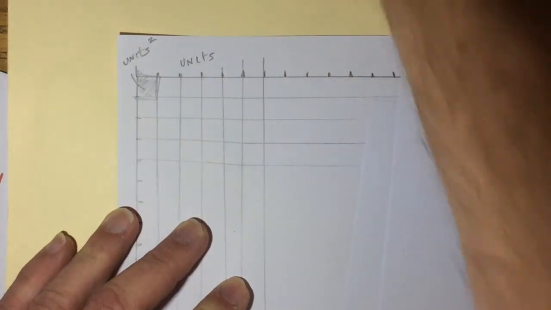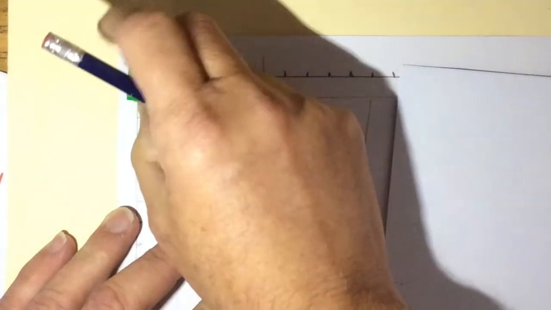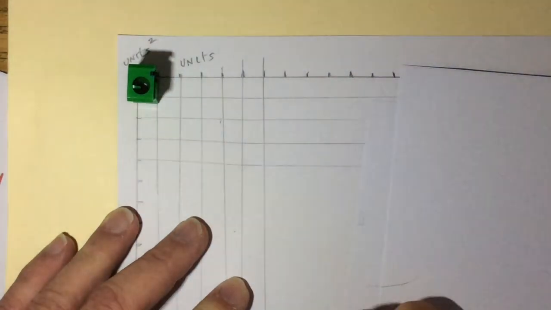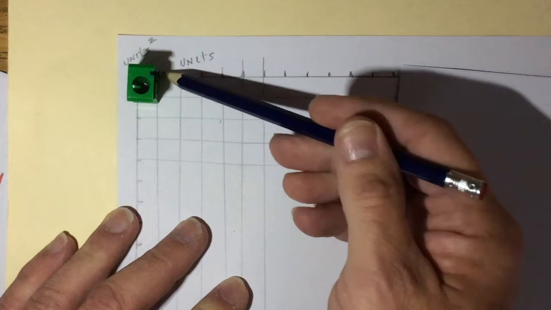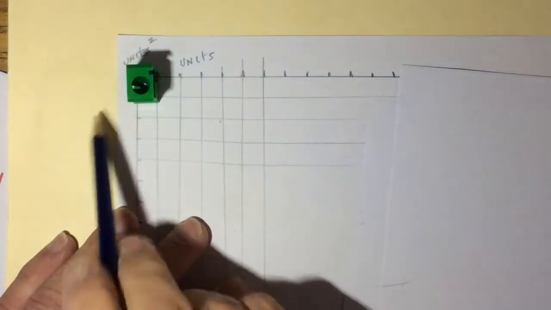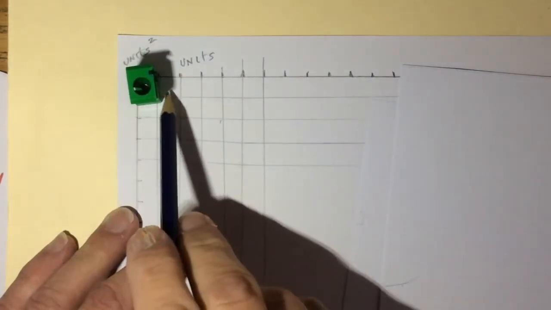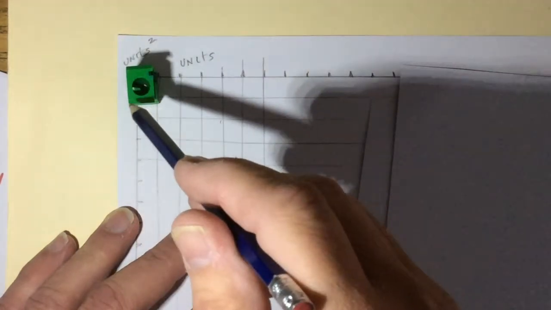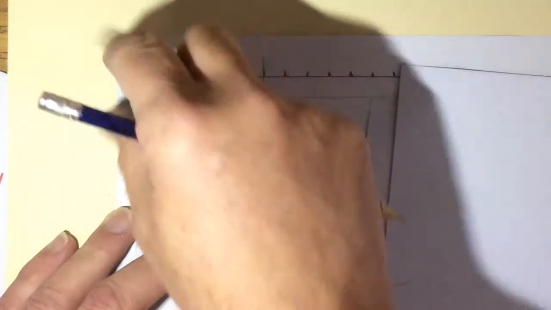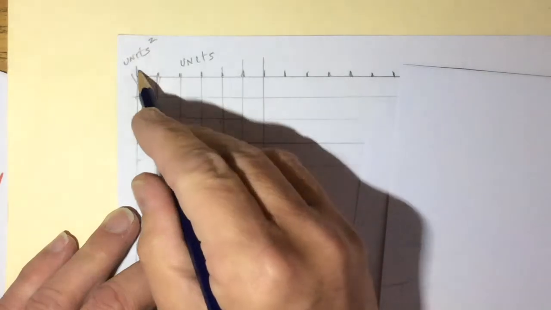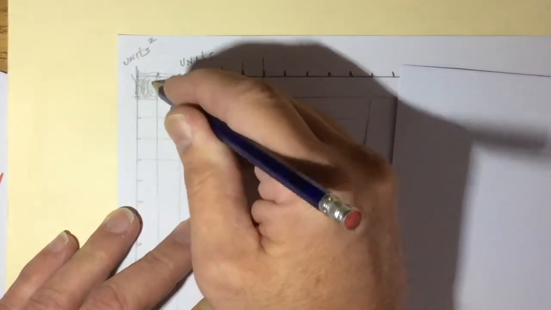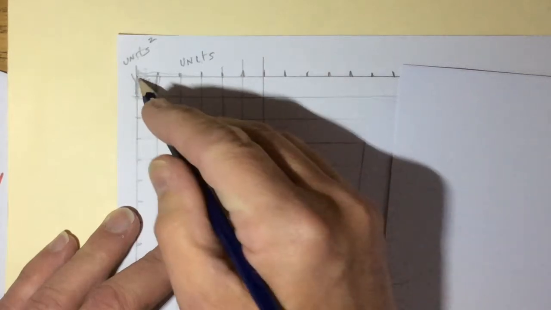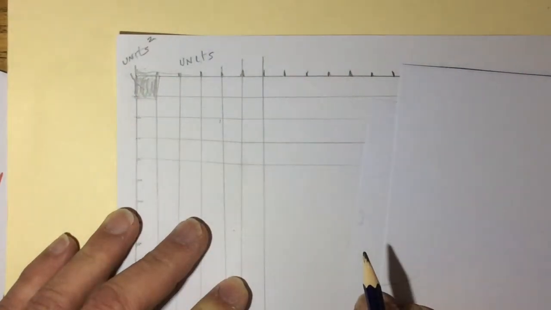And the same is true if you decide to go to a third dimension. You put a block there. As long as this is the same height as this is long and as this is long, then this becomes a unit cube. In order to measure distance, we use units. In order to measure area, we use units squared. And in order to measure volume, we use units cubed.